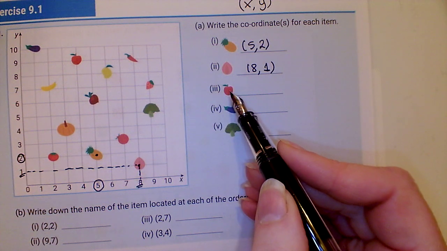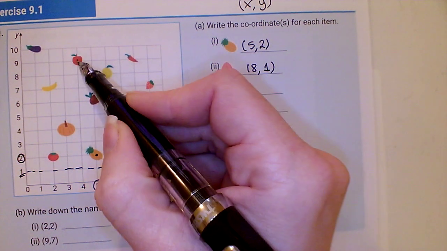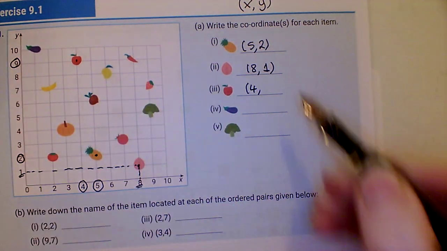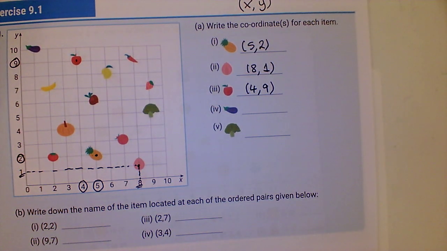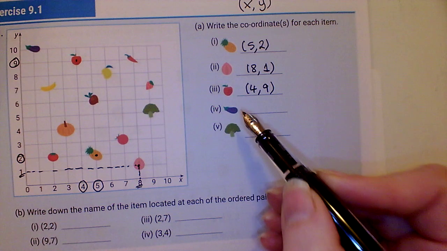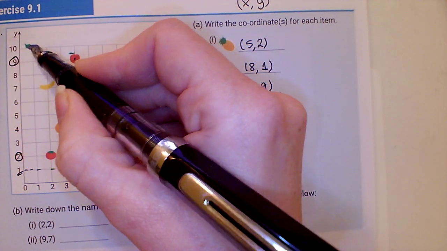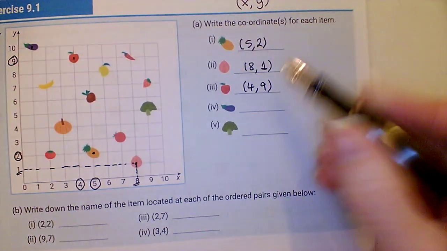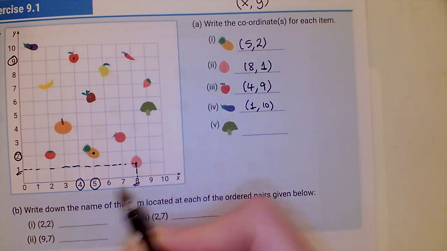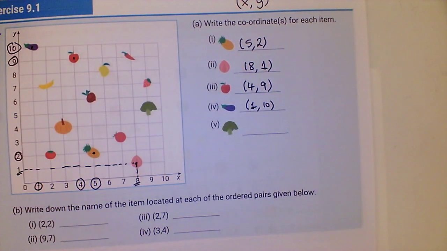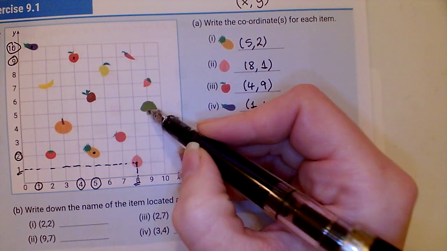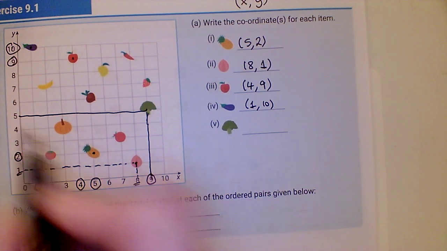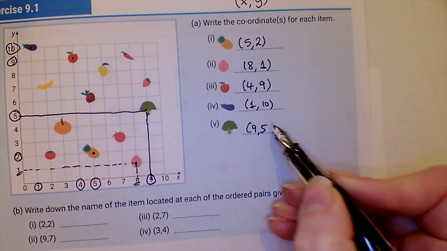Then we're looking for an apple, I think. Here's the symbol, it's up here. So my x is 4, and my y is 9. So 4, 9 are the coordinates there. Then this aubergine looking thing up here, and it's not 10, 1, that would be 10, 1, it's 1, 10. So you can circle them like I've been doing if it helps you, but there's no need to do that. And the broccoli, and you can even draw lines to help you, like this. The broccoli is at 9, 5.